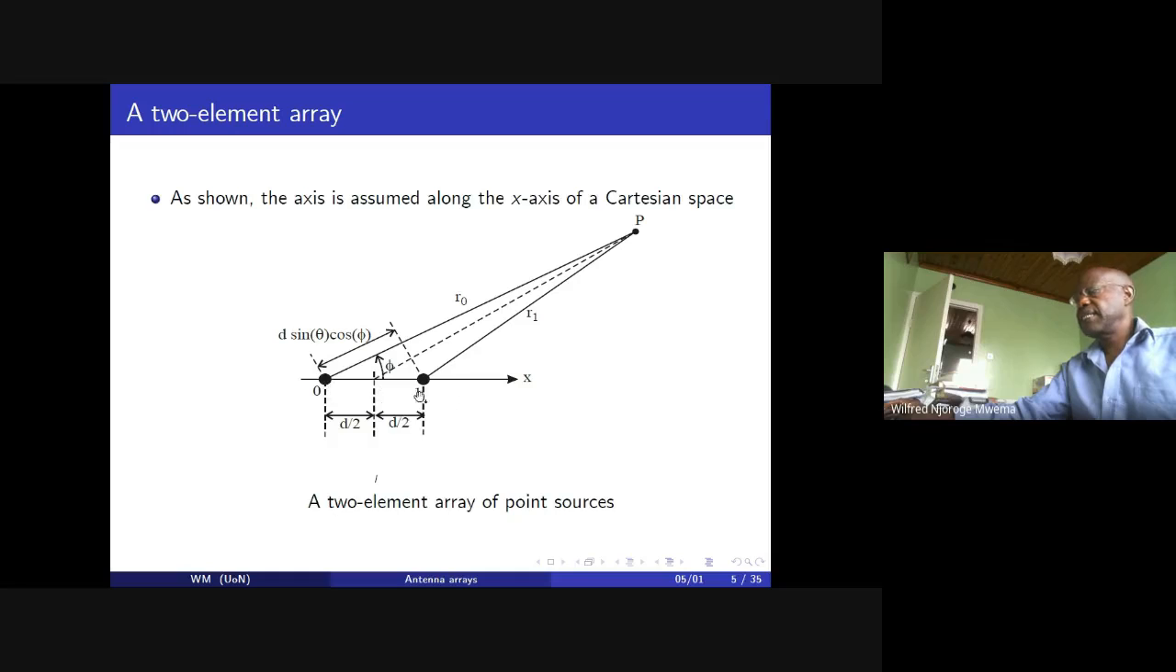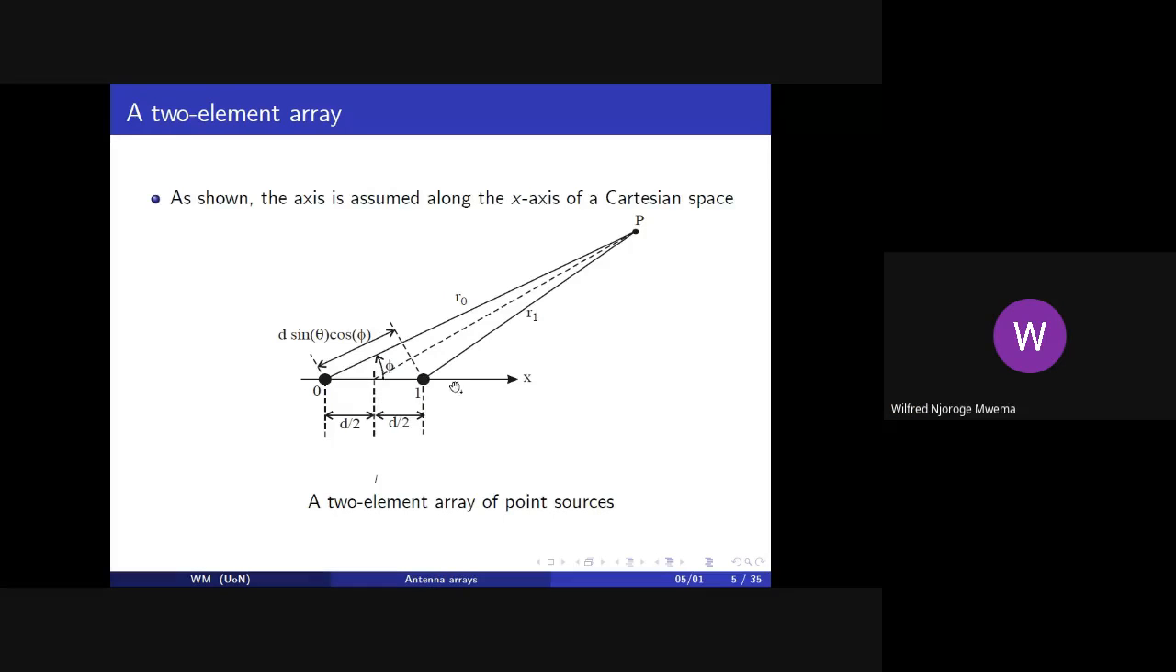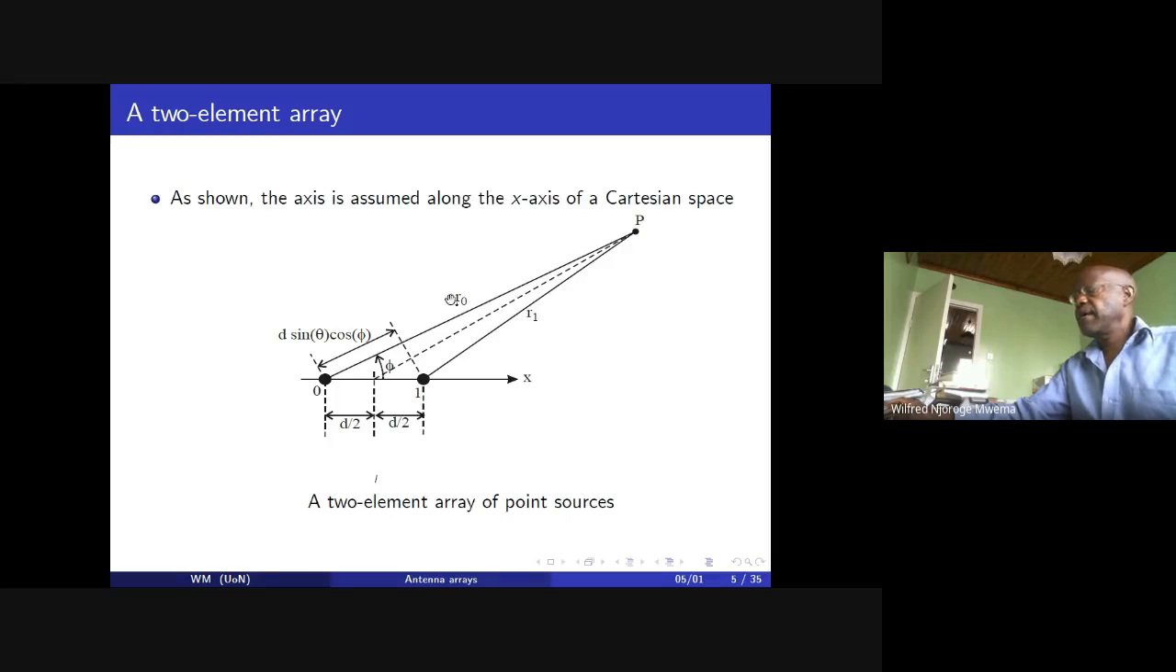This distance d is the separation distance, and we can see that we are looking at a field point P that is sufficiently far away from the axis of the antenna array such that R0 and R1 can be assumed to be almost parallel as they arrive there. That is, R0 and R1 are very much larger than the separation d. And therefore, we can make this kind of assumption that R0 will be approximately larger than R1 by a value d sine theta cos phi.